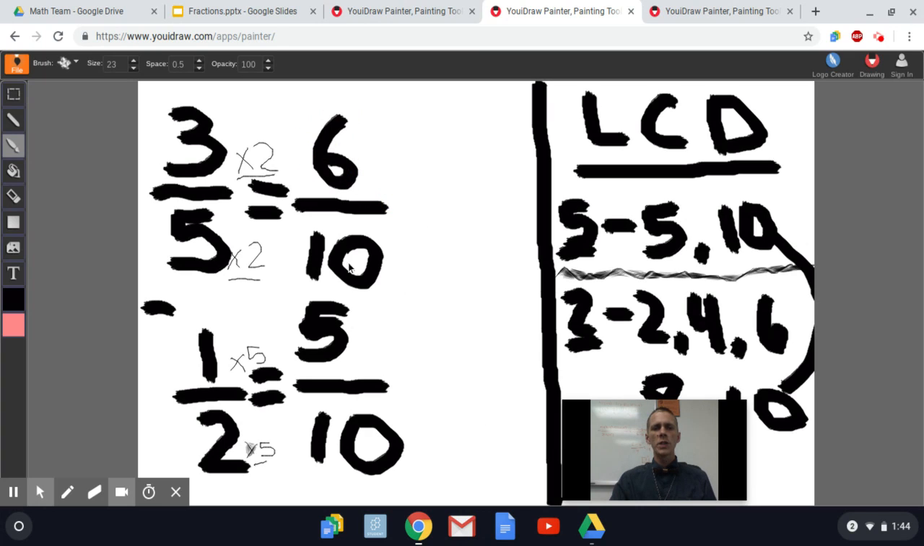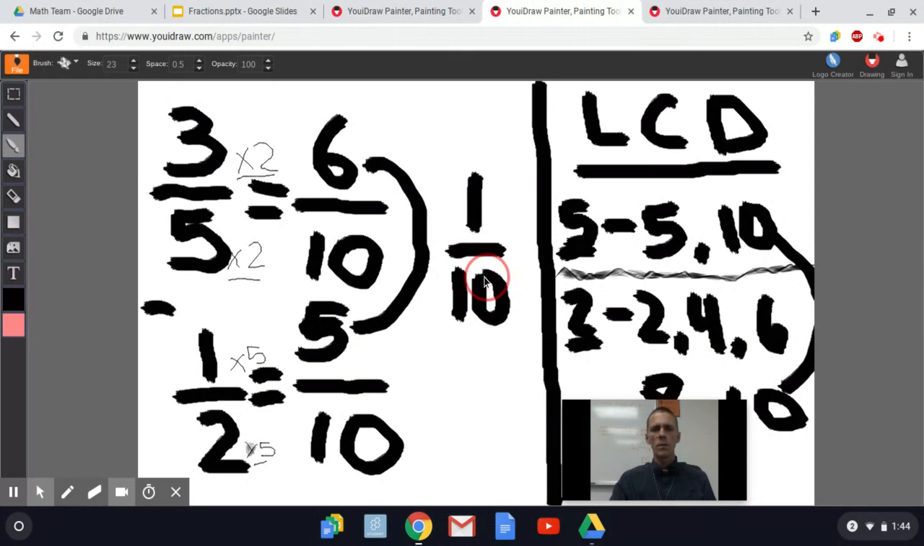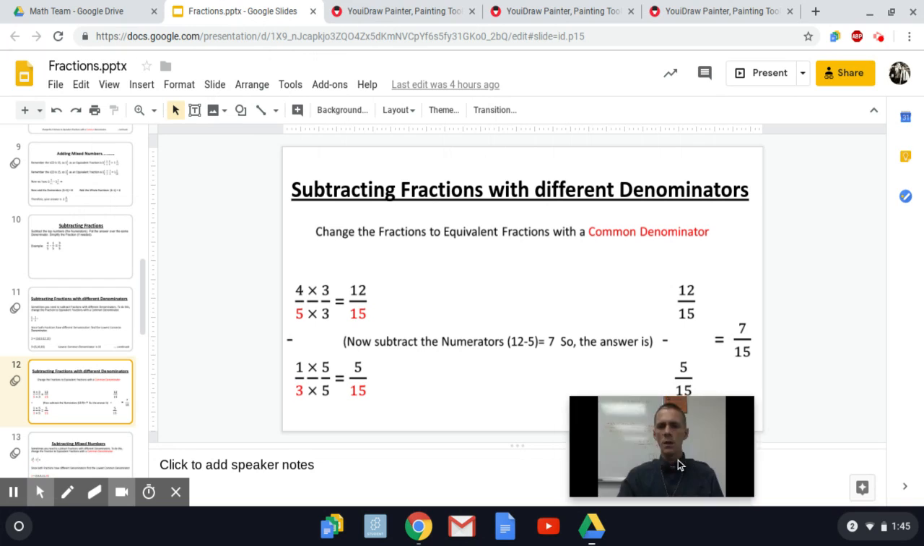Now both of our fractions are raised. They have the same denominator now. So what we can do is simply subtract the tops and get ourselves the answer. So 3/5 minus 1/2 equals 1 over 10. Now I know you have to do the work to get the answer, but that's math, everybody. Perfect. Let's go ahead and get to our next part.